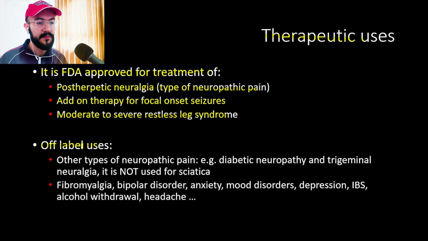Off-label uses means the non-FDA approved uses, and they include other types of neuropathic pain, for example, diabetic neuropathy and trigeminal neuralgia. It is not used for sciatica pain treatment because the risks outweigh the benefits. It's also used in treatment of fibromyalgia-related pain, bipolar disorder, anxiety disorders, mood disorders, depression, irritable bowel syndrome, alcohol withdrawal, and headache.